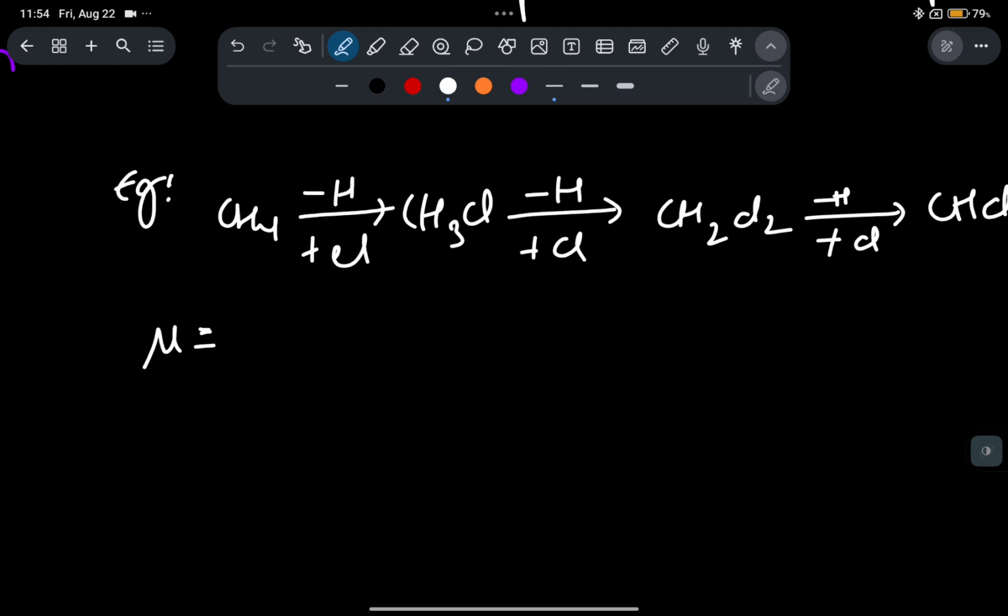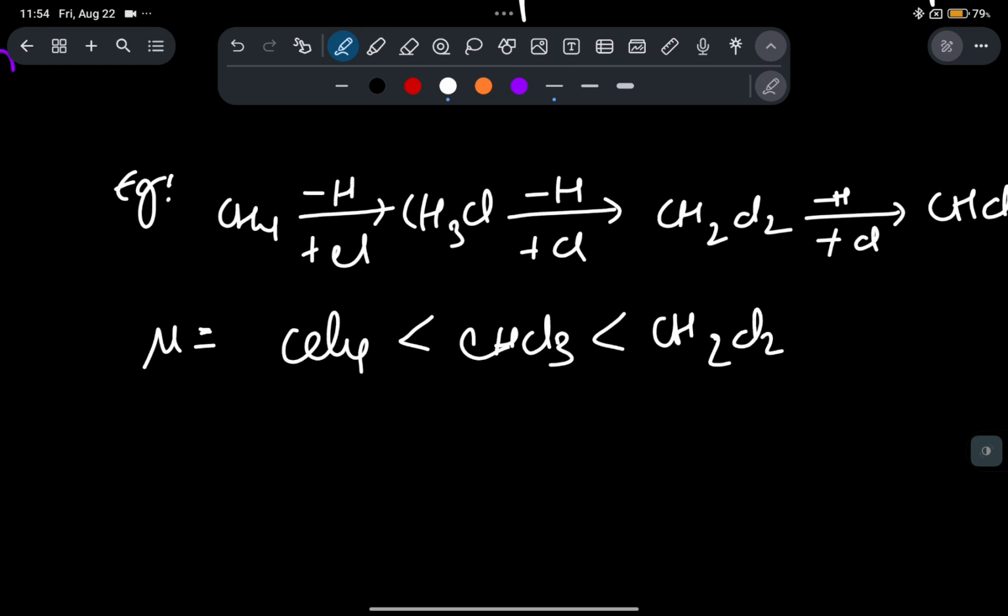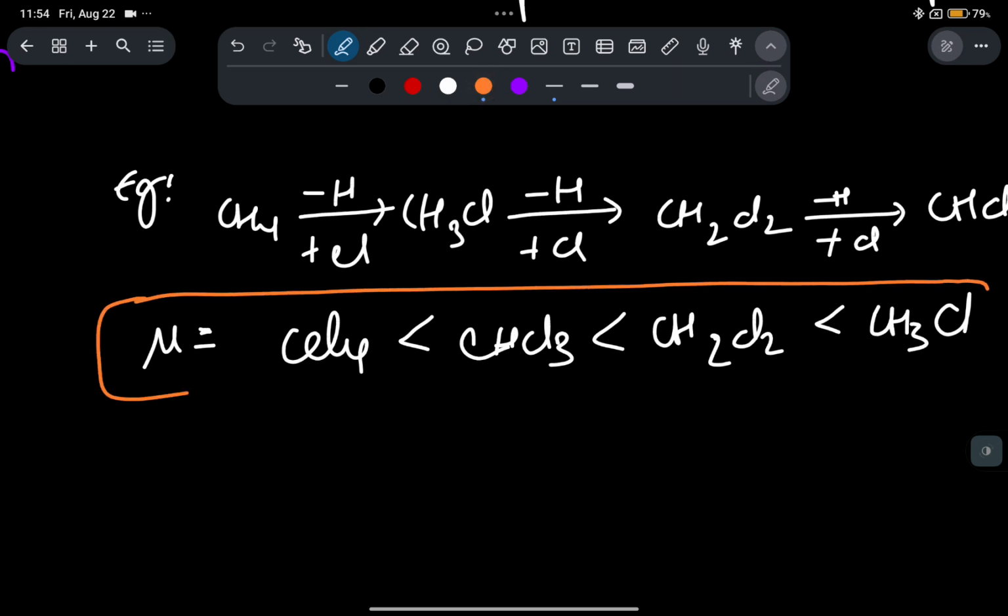Mu order: CCl4 is less than CHCl3 is less than CH2Cl2 then CH3Cl. Sir, how are you calculating that one?